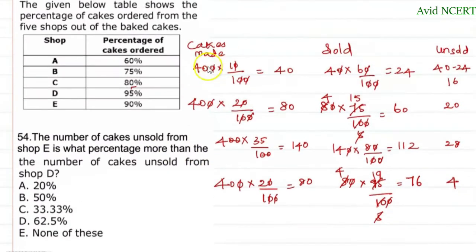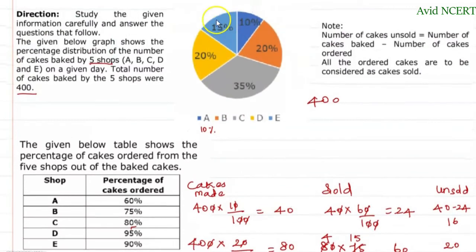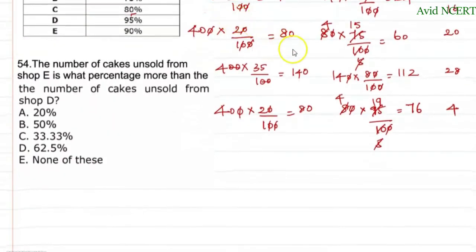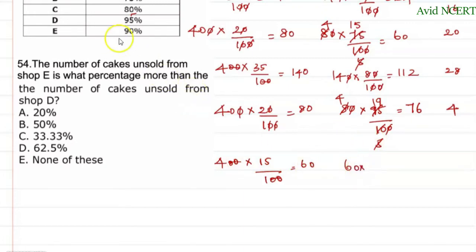And for shop E, they made 15% of the cakes. So out of this 400, they made 15%, which is 15 by 100. Again 0, 0 get cancelled, and 15 times 4 is 60. So again, out of the 60 cakes, the number of cakes sold here is 90%, which is 90 by 100.